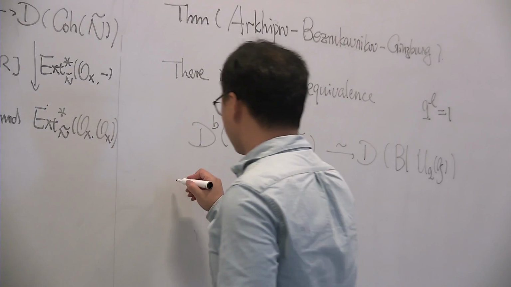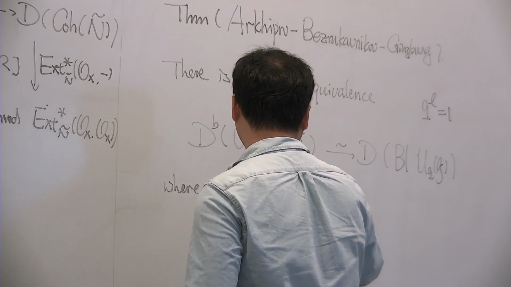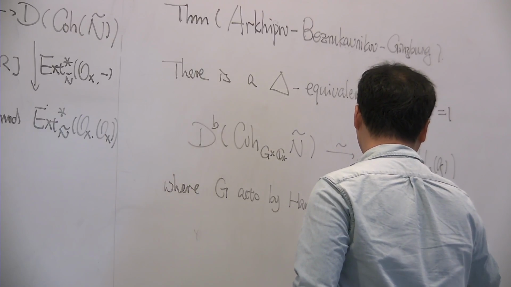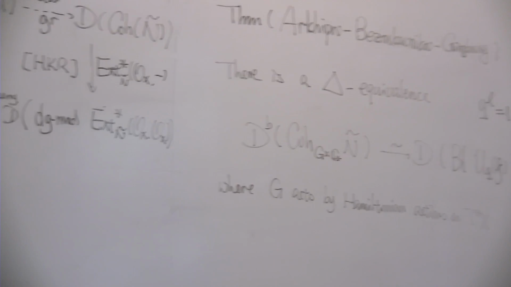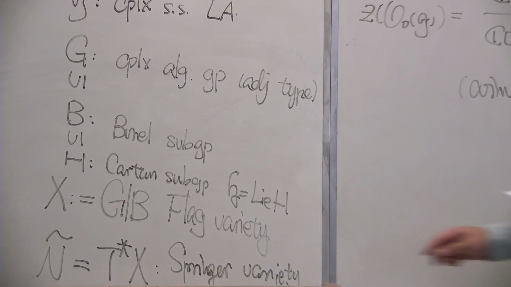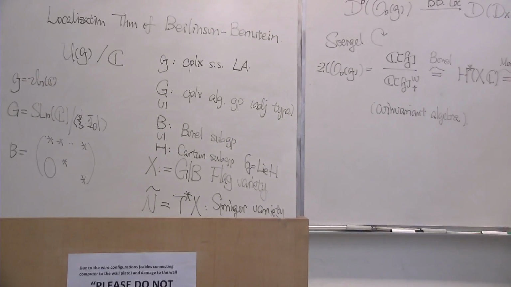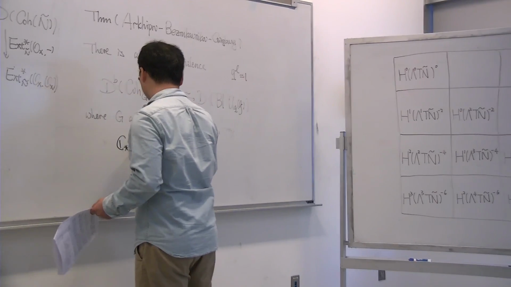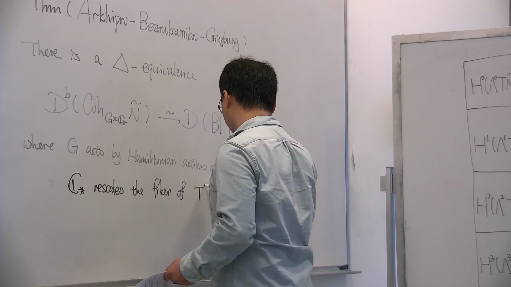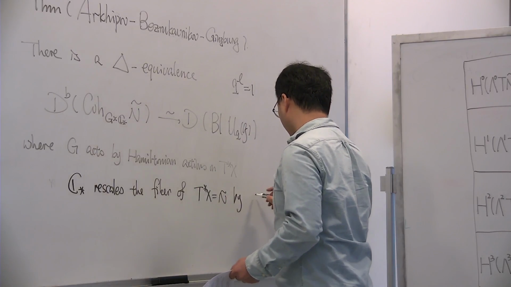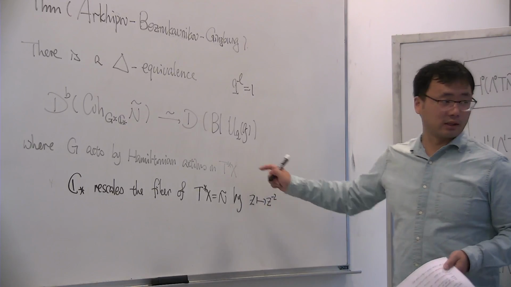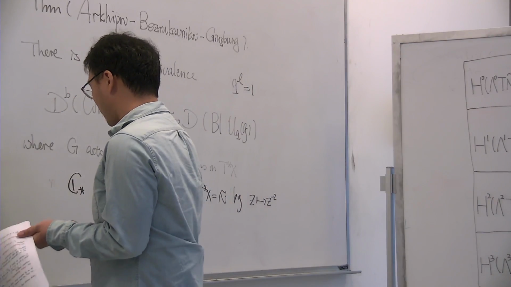So here G acts by Hamiltonian actions on the cotangent bundle T*X. Because G acts on X, on the cotangent bundle it translates into a Hamiltonian action, preserving the canonical symplectic form on the cotangent bundle. And C star rescales the fiber of T*X by the character z going to z^(-2). This is just a fiber-wise rescaling rotation action on the cotangent bundle. Okay. So a brief remark is that this theorem geometrizes the earlier short exact sequence.